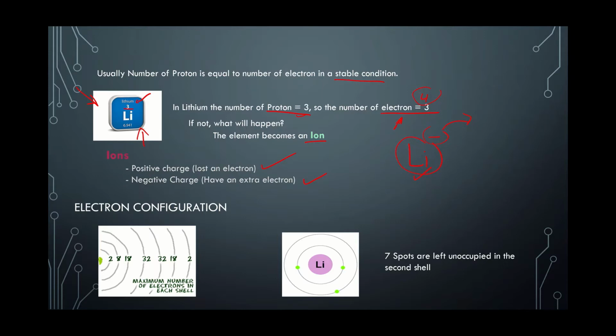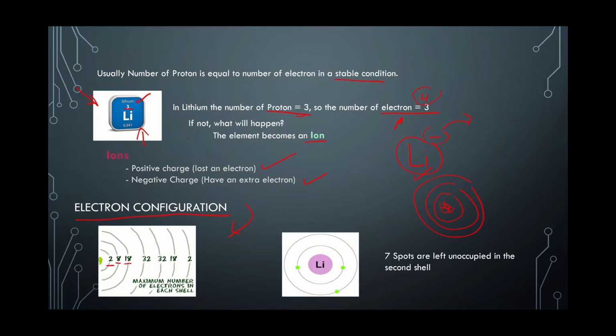Now, how do these electrons exist around the nucleus? Let's take the electron configuration. If this is the nucleus, around the nucleus there are shells where the electrons exist. These shells have a maximum number of accommodation. The first shell has a maximum of 2 electrons, the second shell 8, the third shell 18, and so on.